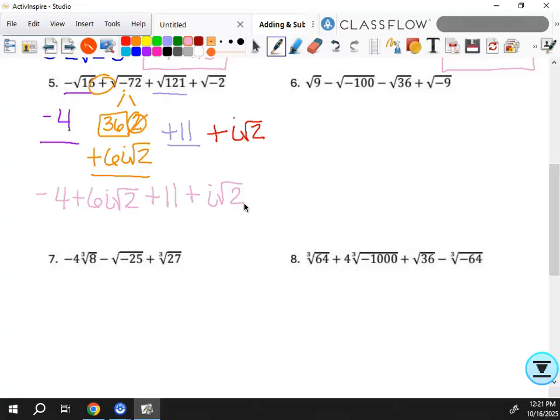So I'm going to have a total of 2 terms because I have these 2 that are just plain old numbers. What's negative 4 and 11? 7. And then 6i square root of 2 plus i square root of 2 gives me what? 7i square root of 2.